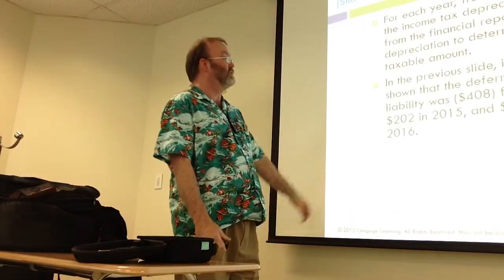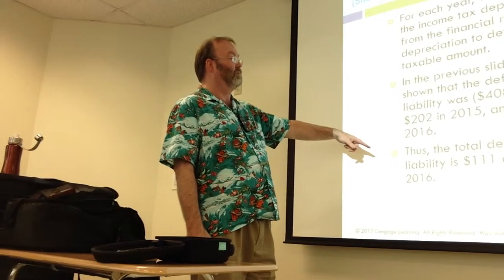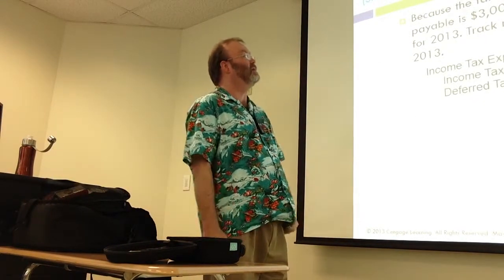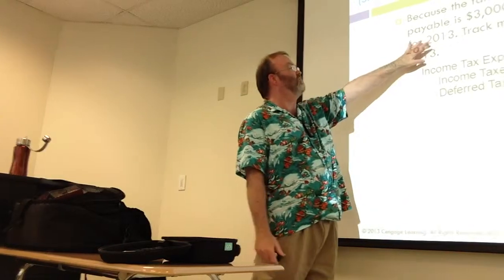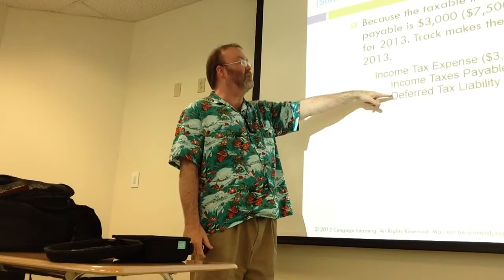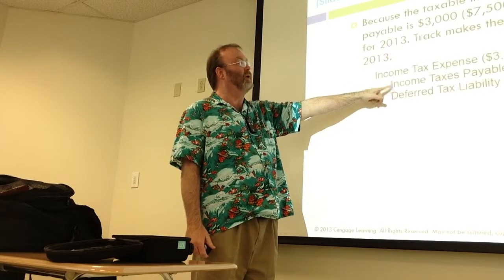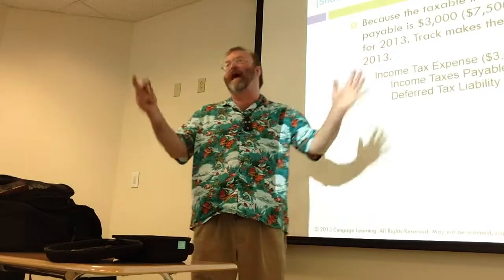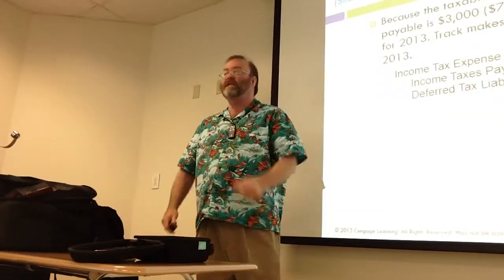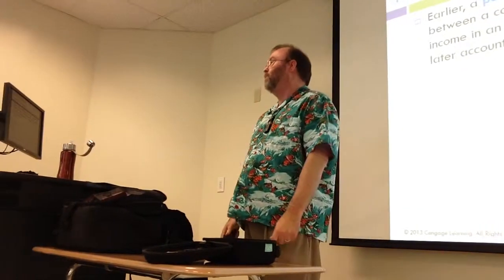Well, in that case, we take that $111 to the income tax in the final year. And this should say 16, not 13. So we're just wiping it out and adding it to the expense in the last year of the asset. That's all. Okay? And I'll do an example of that come Tuesday.